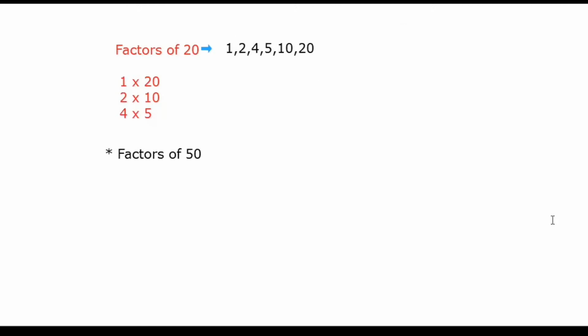Okay, I think most of you have finished writing the factors of 50. Okay, I want all the factors. Sairu, can you tell me the answers? What are the factors? First of all, tell me how we can obtain 50.